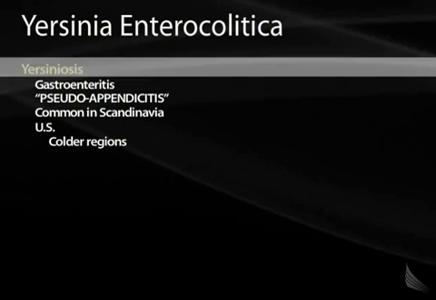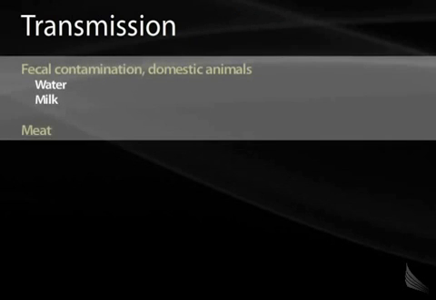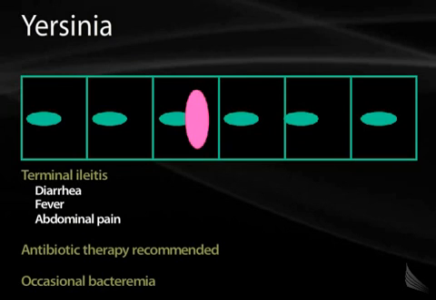Yersinia enterocolitica causes yersiniosis, which is a gastroenteritis, also a pseudoappendicitis. It's more common in Scandinavia for some reason, or in the colder regions of the United States. Transmission of this Yersinia involves fecal contamination from domestic animals, so you watch your water supplies and your milk supply. You can also get uncooked meat to give you Yersinia. This Yersinia also is an intracellular pathogen.